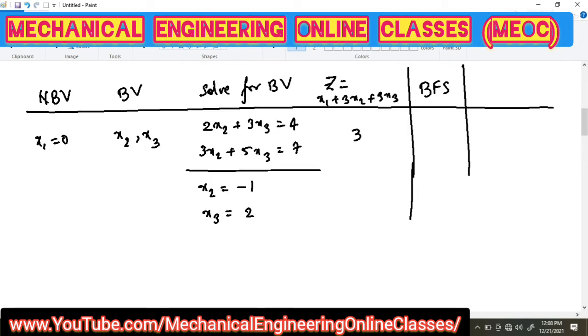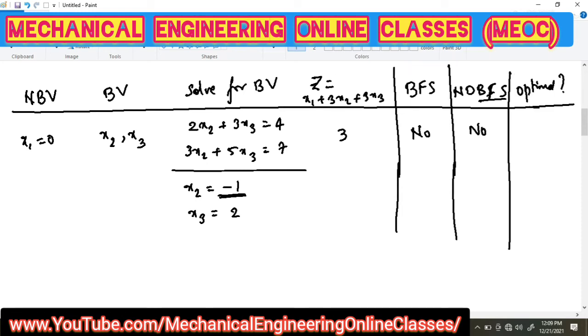So let us see if it is a basic feasible solution. Is it a basic feasible solution? No, because one of the basic variables is taking a negative value. So it is a no. Is it a non-degenerate basic solution? That is another question. It is not a BFS first. Even if the question is non-degenerate basic solution, in the non-degenerate definition, every basic variable should be a positive value, but here one of them is a negative value. So this is also clearly no. And is this an optimal solution? No.